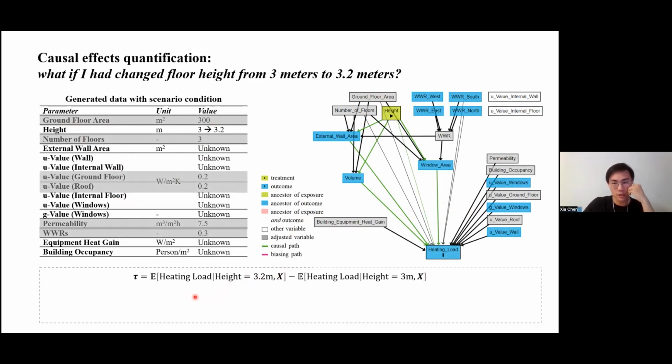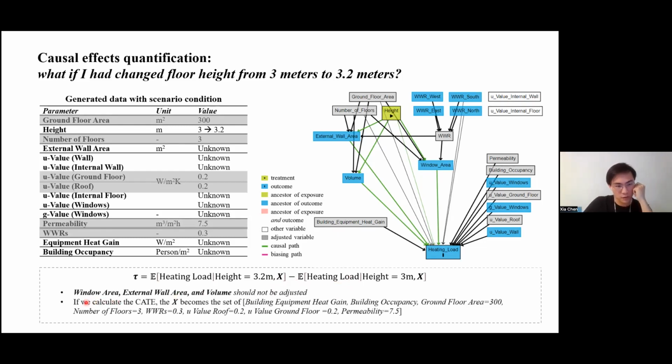The distribution of the heating load given the condition of the height at 3.2 meters minus the distribution of the heating load given the condition of the height at 3 meters. And this formula is also called linear regression with the backdoor estimate, one of the simplest methods to estimate the conditional average treatment effect. And from the last slide, we already know that we should not condition on window area, external wall area, and volumes. The rest of the features we should condition on, and some already have fixed values, and the rest we can feel free to sample from their ranges. That would help us to get the correct results without this biased error.